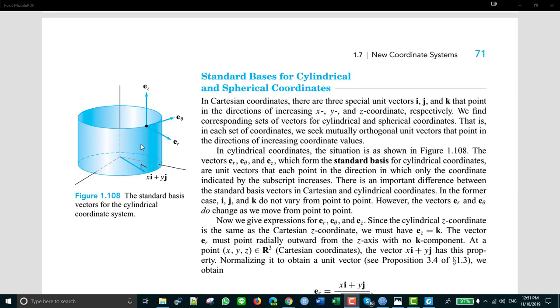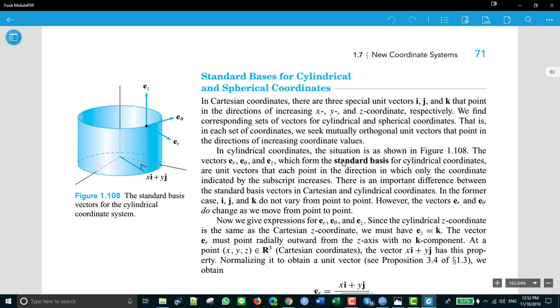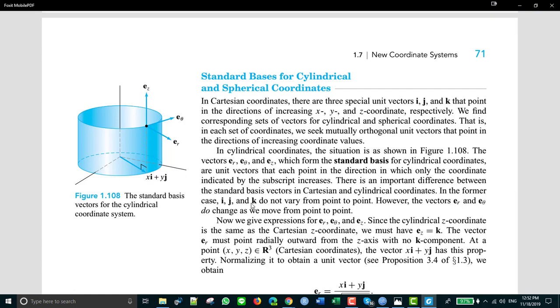This is the last part of chapter 1. We know that we have what we call the standard basis for the Cartesian coordinate system, and that's i, j, and k. We want to develop something similar, but using the new coordinate systems that we've talked about. By something similar, we mean that we want to seek mutually orthogonal unit vectors that point in the directions of the increasing coordinate values, just like we had for x, y, and z.